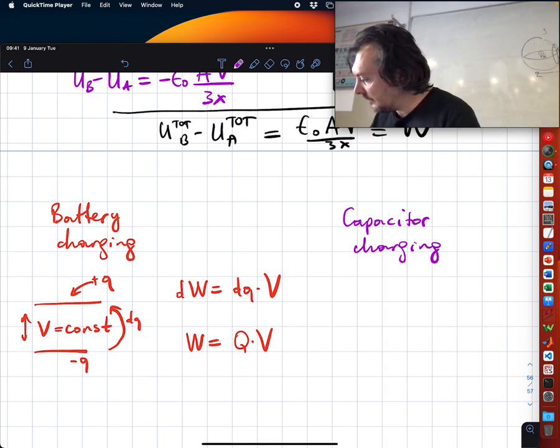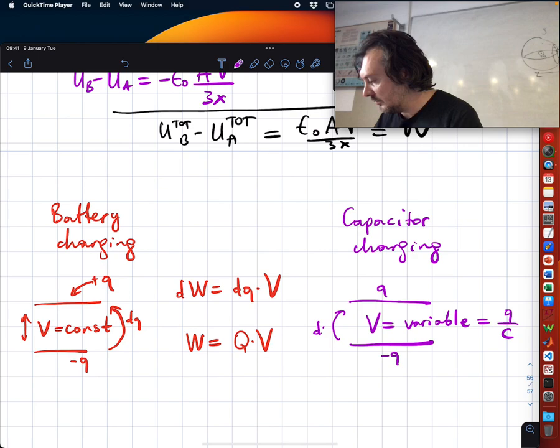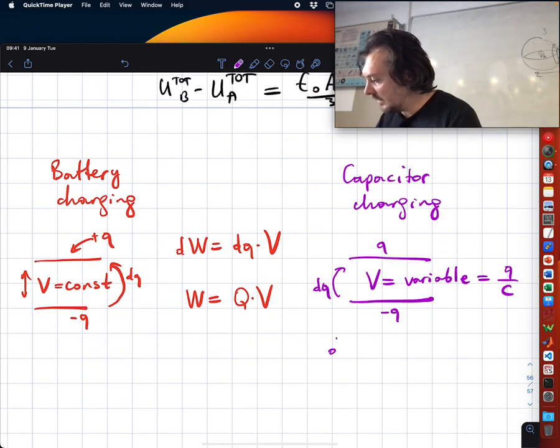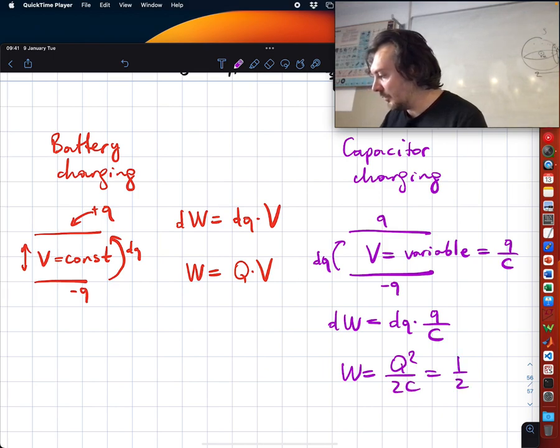Capacitor charging, then you have v is variable, right? V is variable. What is it equal to? Q over C at a certain point, right? This is Q minus Q dQ. So dW is dQ times potential, which is Q over C. W is Q squared over 2C, which is 1/2 QV.